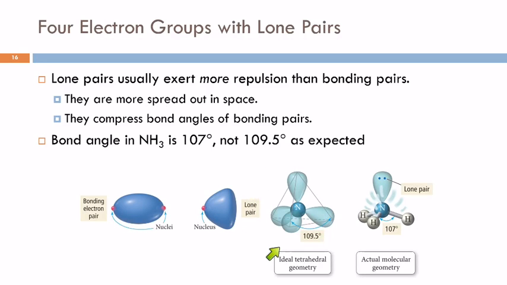So we would expect from an ideal tetrahedron a bond angle of 109.5. You should know that angle. A perfect tetrahedron is 109.5. But what actually happens with ammonia is because this lone pair is more repulsive, it takes up more space, these angles are 107 instead. So they're pushed a little closer together. So you should be able to predict for ammonia that these angles are less than 109.5. Okay? Any questions?